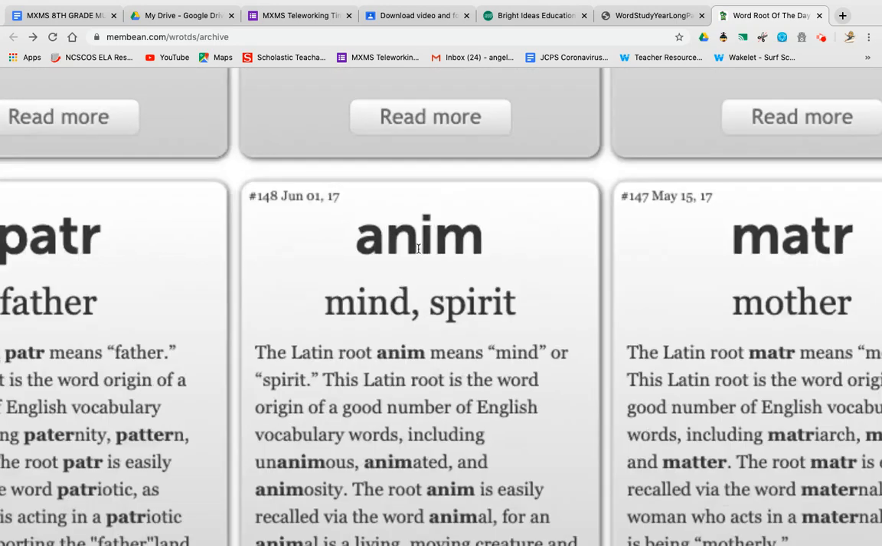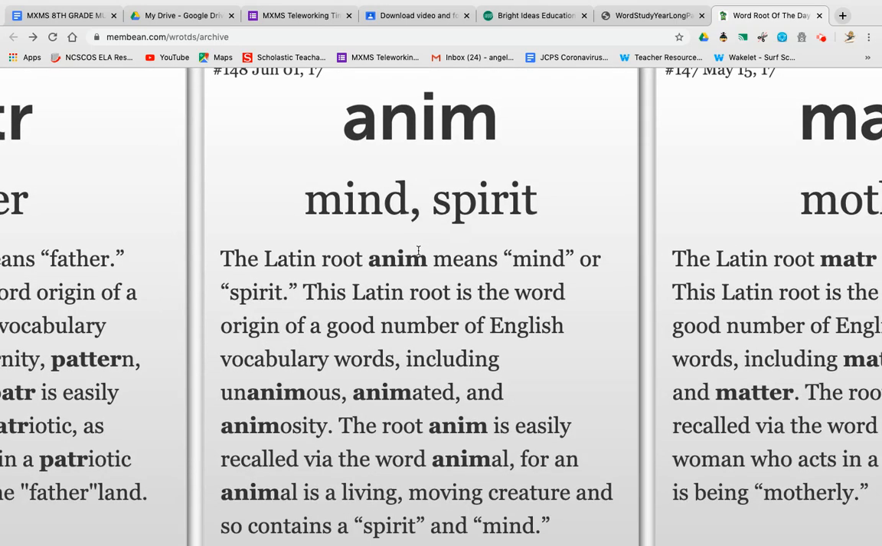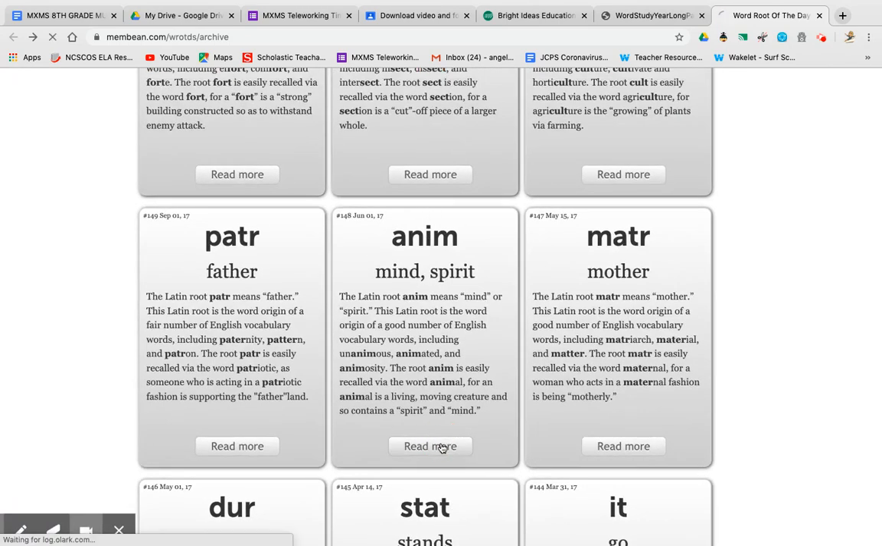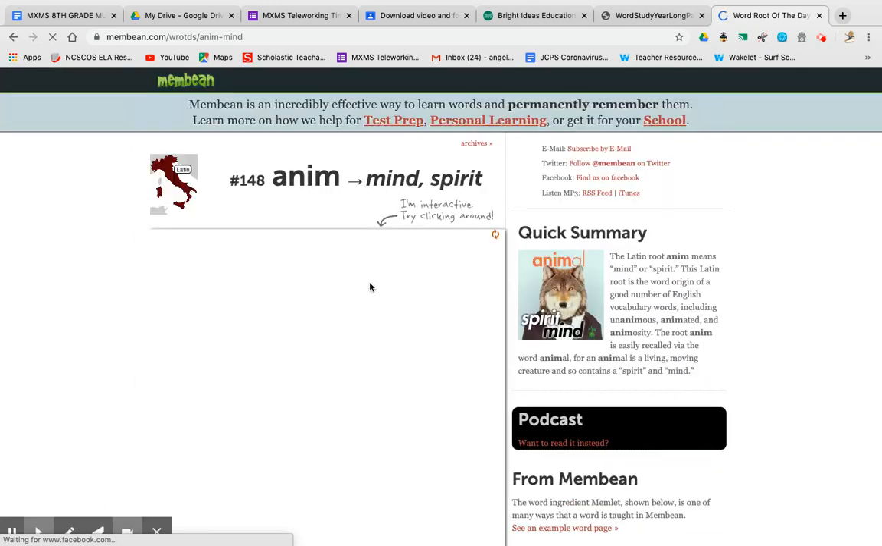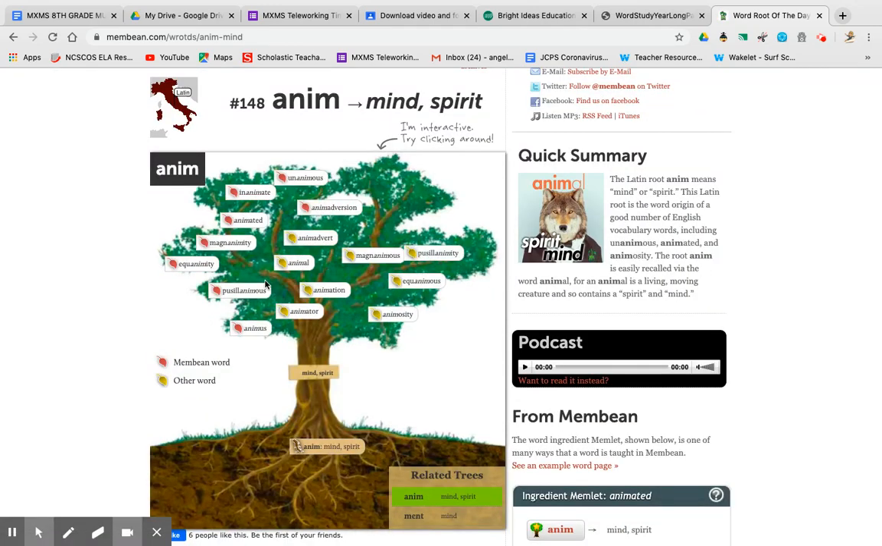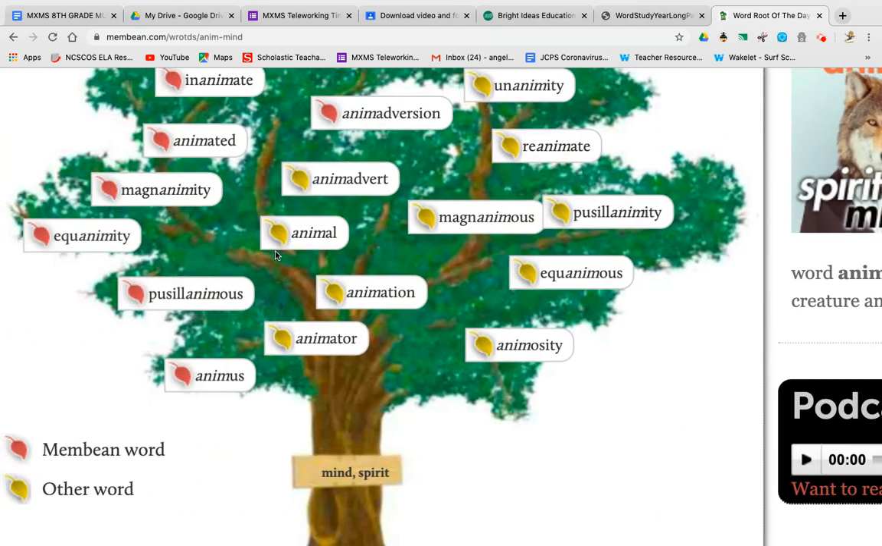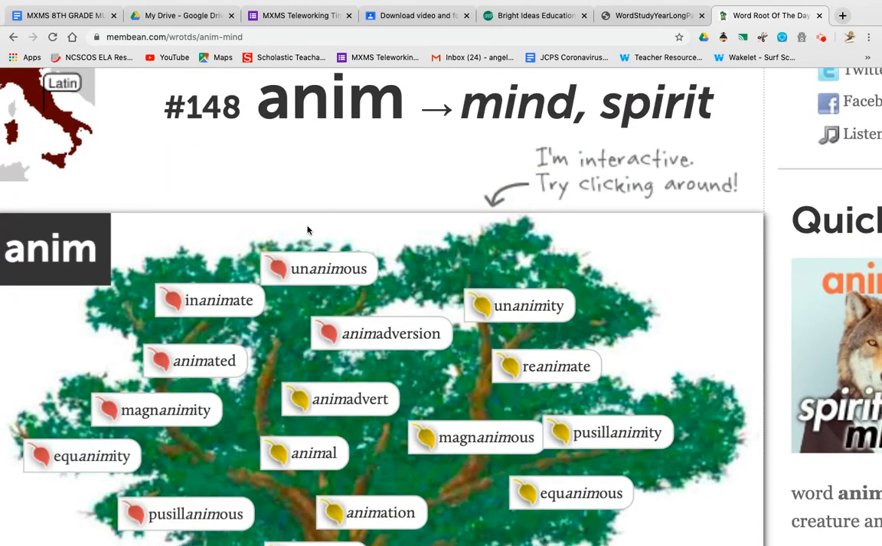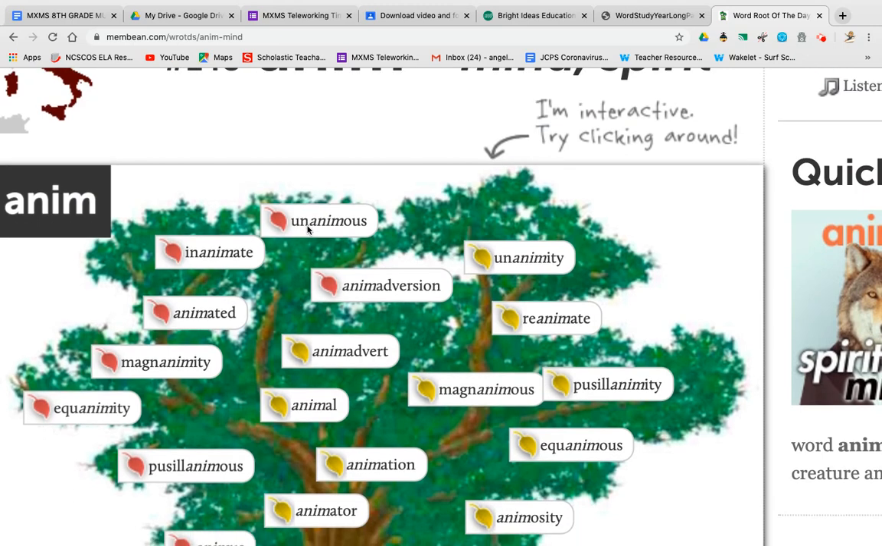When you see this, what's the first thing you think of? Animal. That's the first thing I think of. And look, spirit. Spirit animal. Oh, yay. Touching spirit bear, right? And so then when you click on this, sorry, I'm nerding out, guys. I miss you guys so bad. You can look at all the different words that have the root word anima, or anim, A-N-I-M, mind and spirit.